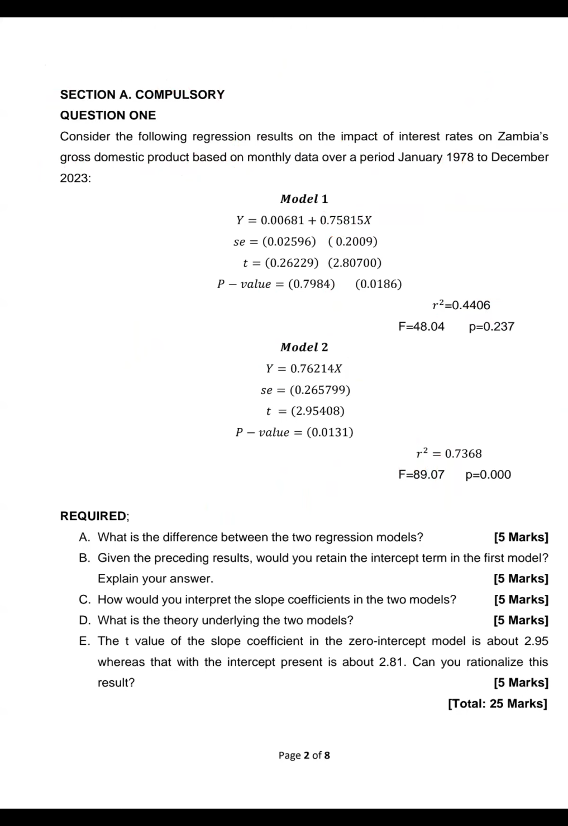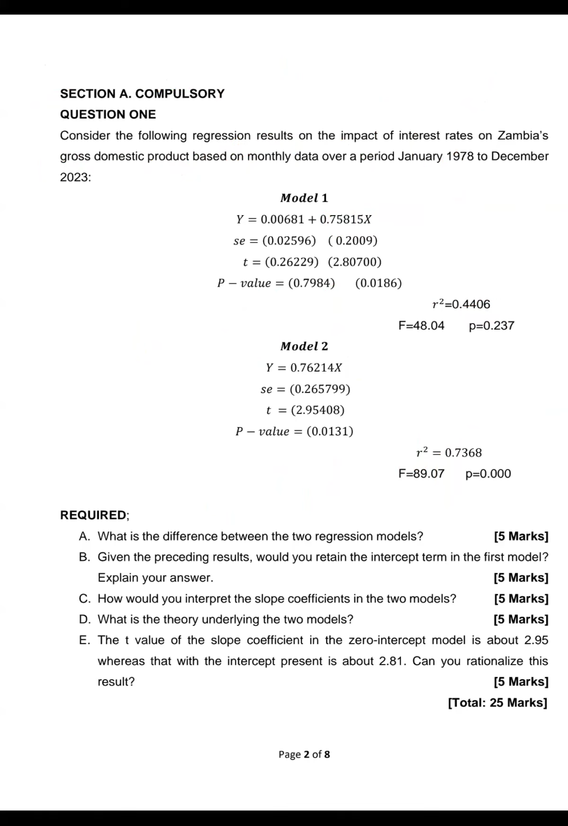What is the theory that is underlining the dropping of the coefficient? I've forgotten. I don't know. I need to go back.